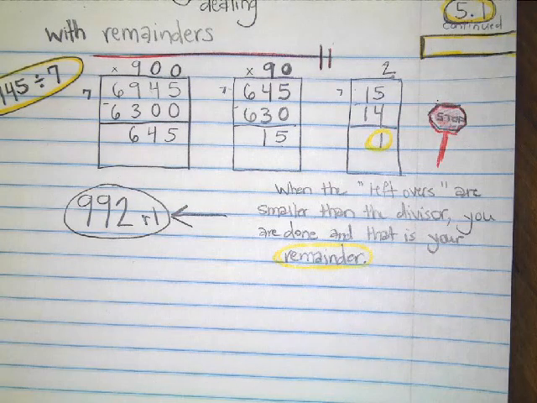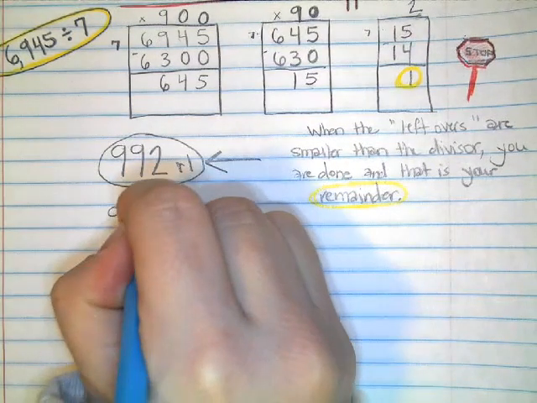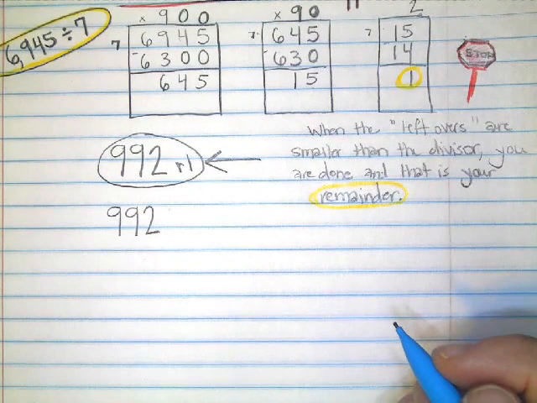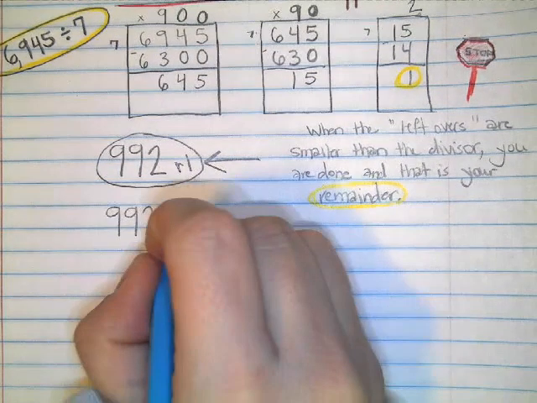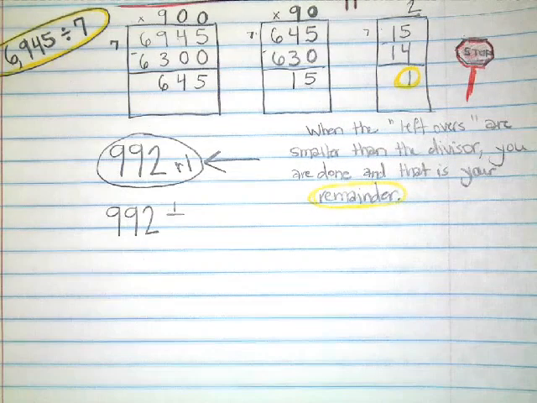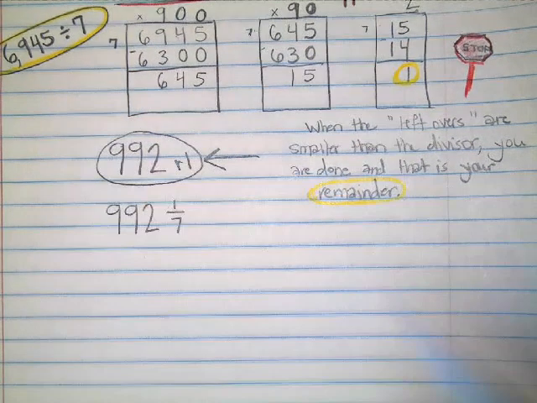Okay, here is how Ms. Fisher wants this answer when you're in fifth grade. I want you to change it to a fraction. So you keep all of the quotient, which is 992, and you take your remainder, and that becomes the numerator. And does anybody know what the denominator is? I'll give you a hint. We've been using the number a lot. It's on there multiple times. It's the divisor, which in this case is 7. So the denominator is 7.